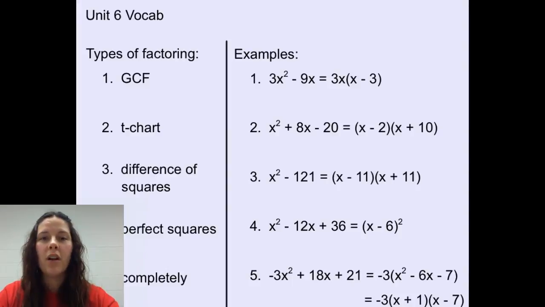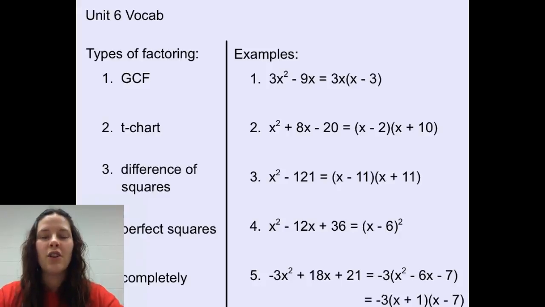Now we're going to review all of the different types of factoring that we've learned so far, and I created a sheet for you so you can see all of the different types and an example of each. The first thing you want to look for every time you factor is whether or not it has a GCF. You always want to factor out the common factor first before you look for the other types of factoring. So our first example, we have a common factor of 3x, so we factored that out.